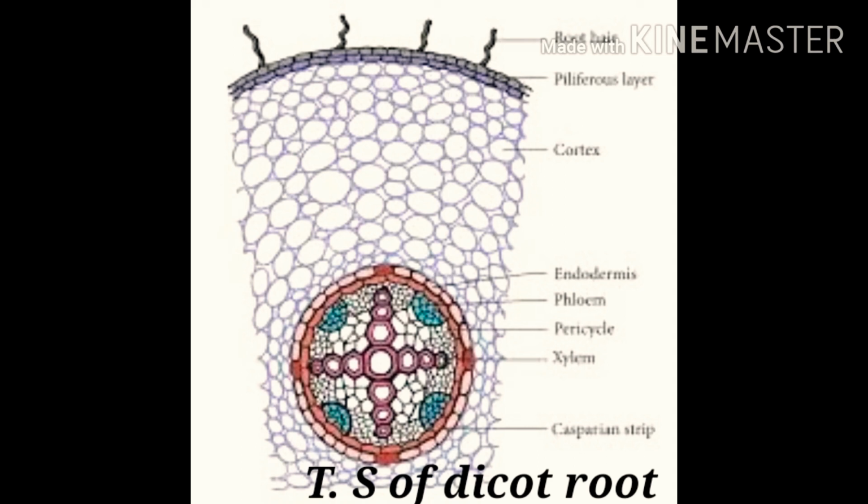Then the xylem and phloem are separated by a tissue called conjunctive tissue, which is made up of parenchymatous cells. When the plant matures, these tissues differentiate into vascular cambium, which is responsible for secondary growth by the formation of new xylem and phloem cells. Here in dicot root, pith is usually absent. So these are the internal features of dicot root.